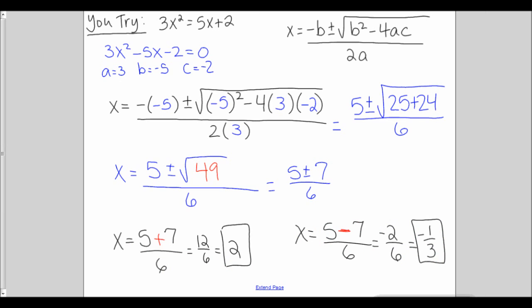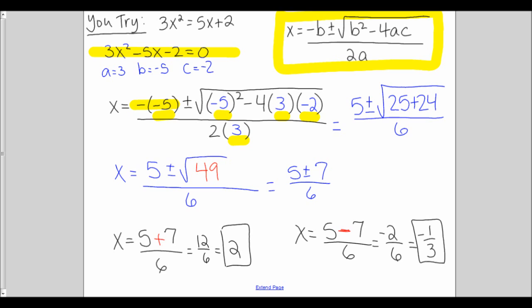So I had 3x squared minus 5x minus 2 when I wrote that in standard form and got everything on one side. So a was 3, b was negative 5, and c was negative 2. I wrote the quadratic formula down on my piece of paper, and then I started to plug in. I plugged in for b, for b squared, for a, for c, and for a on the bottom. Following order of operations, when I went to simplify, I said the opposite of negative 5 is positive 5.